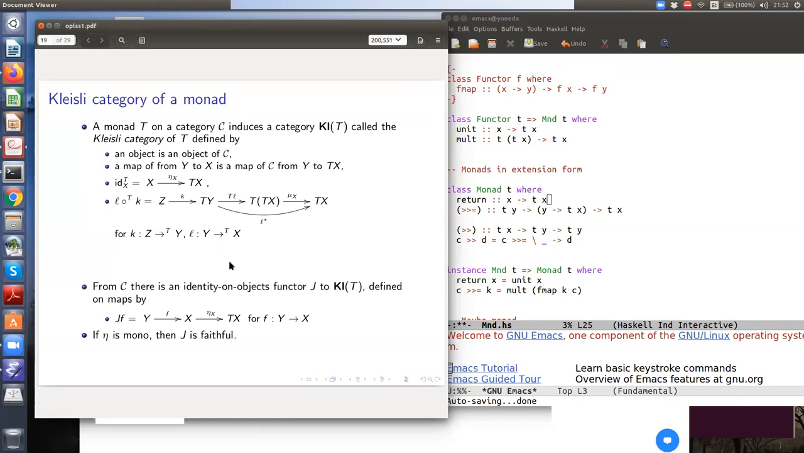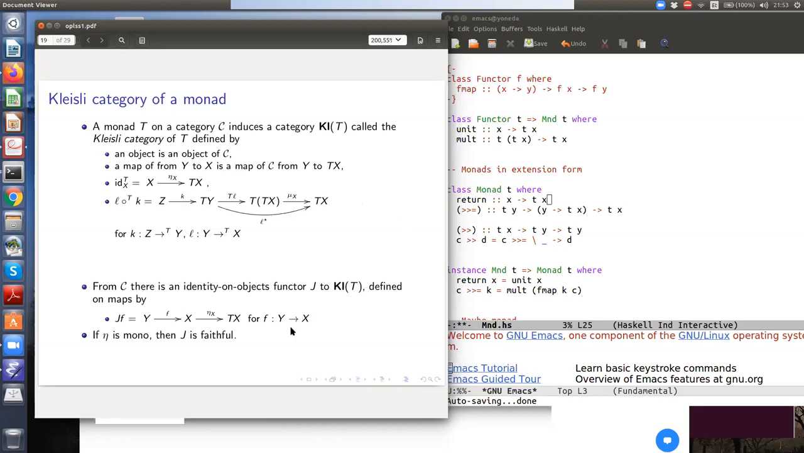And then how is this done? In terms of the base category, I need to go from Z to TX. And the way that I can do it, I can think about it in two ways. I first use K, and then I use the promoted version of L. Or if I think in terms of multiplication, I just first use functoriality of T on L, and then I compose with multiplication. So these two ways are really the same thing, according to this correspondence between monads and Kleisli triples.